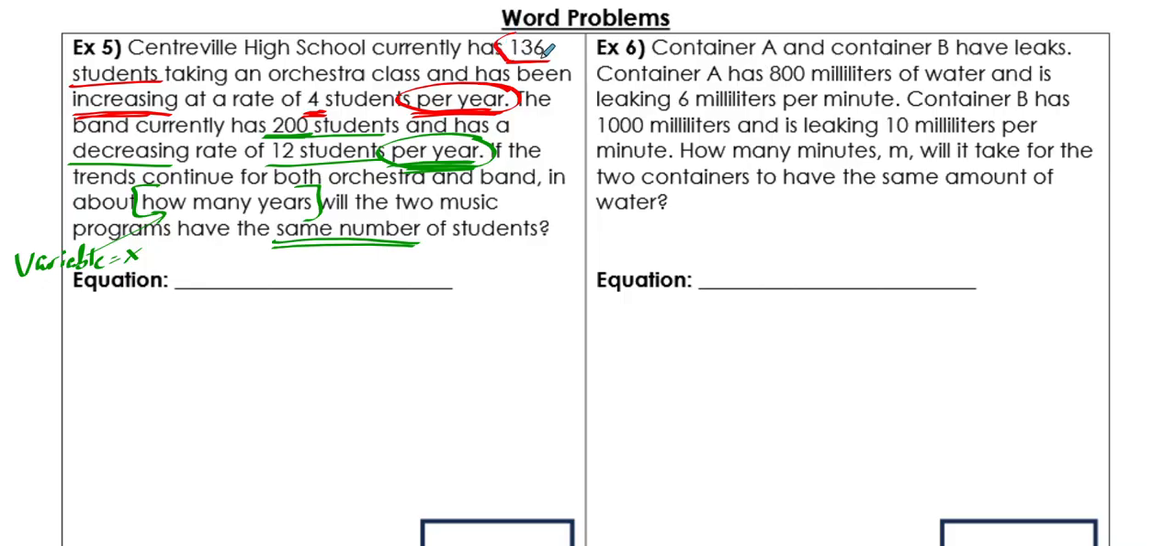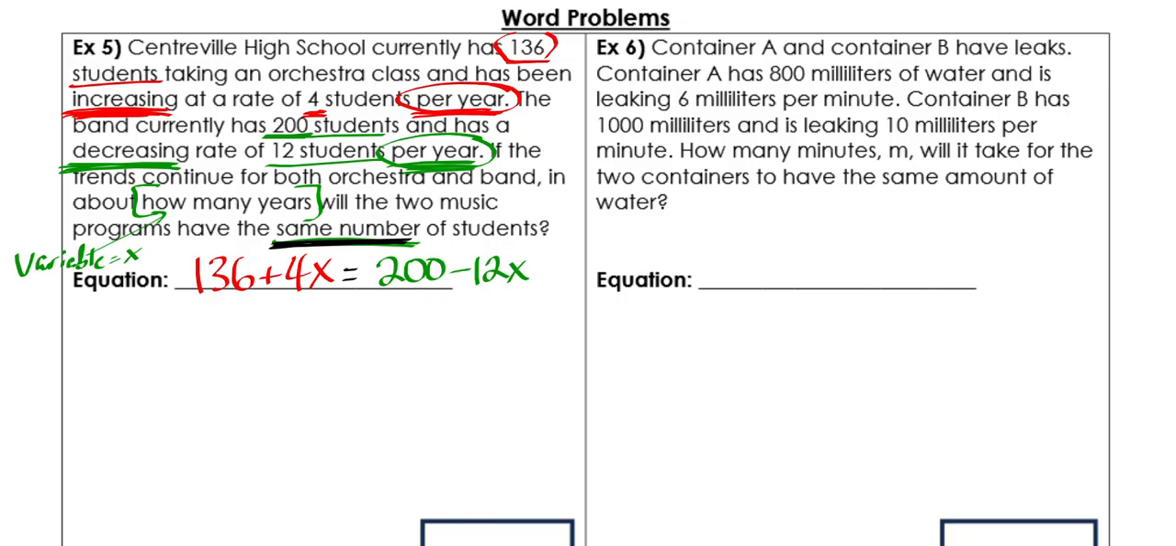Actually, before I do that, I'm going to write 136 just because that's the first number that I see. 136 increasing at a rate of 4 students per year. When are those going to have the same number? When is this orchestra class going to be equal to the band class, which starts at 200, and that one's decreasing by 12 students per year?